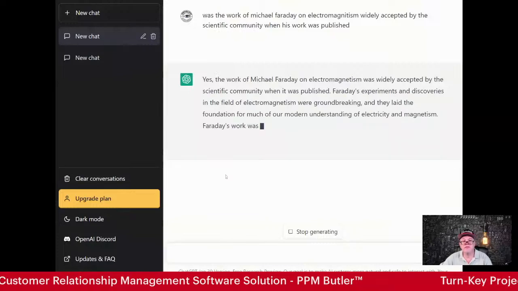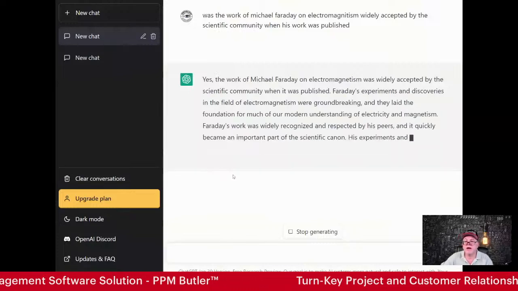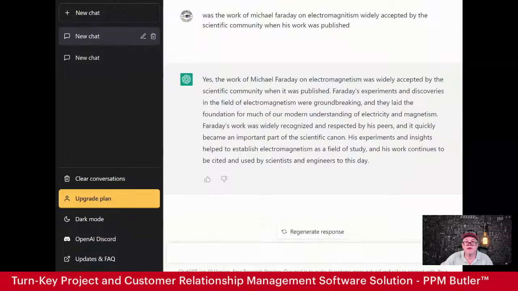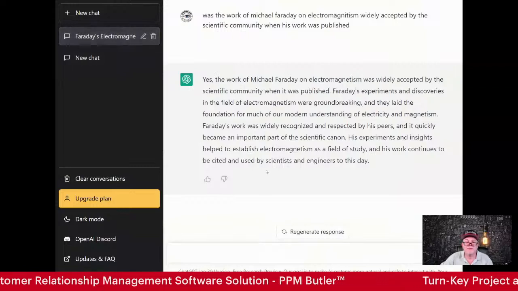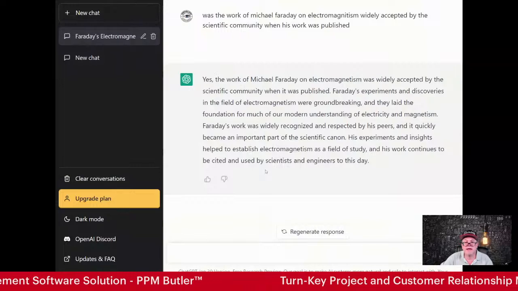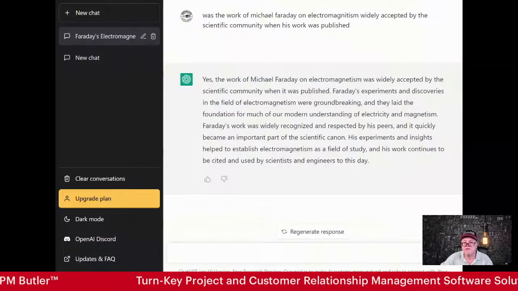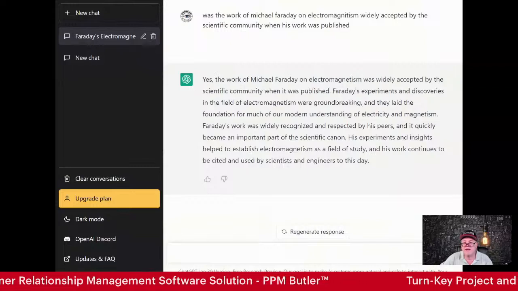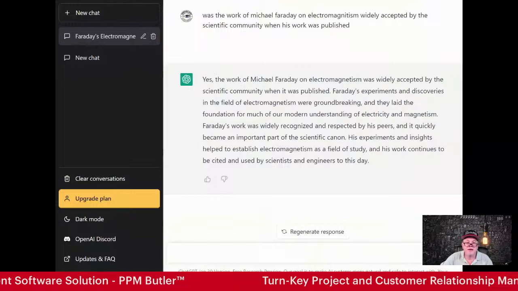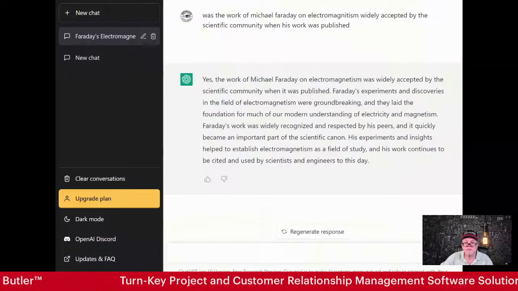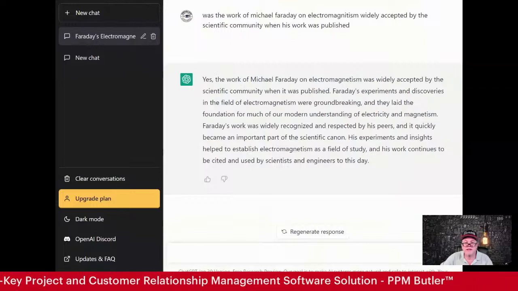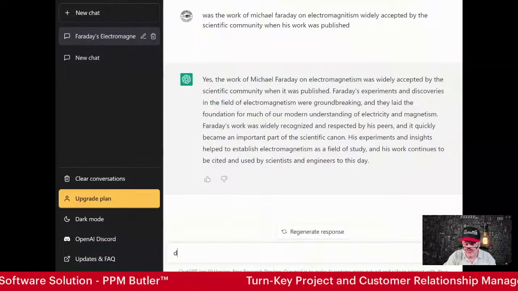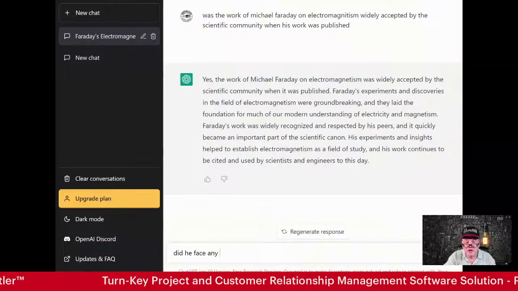All right, it says that yes, the work of Michael Faraday on electromagnetism was widely accepted by the scientific community when it was published. Faraday's experiments and discoveries in the field of electromagnetism were groundbreaking, and they laid the foundation for much of the modern understanding of electricity and magnetism. Faraday's work was widely recognized and respected by his peers, and it quickly became an important part of the scientific canon. His experiments and insight helped to establish electromagnetism as a field of study, and his work continues to be cited and used by scientists and engineers to this day. Let's see, did he face any critics?